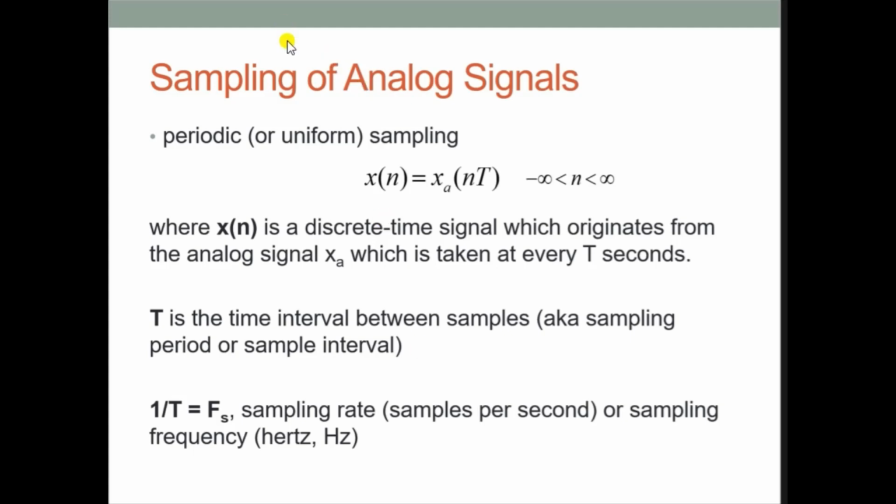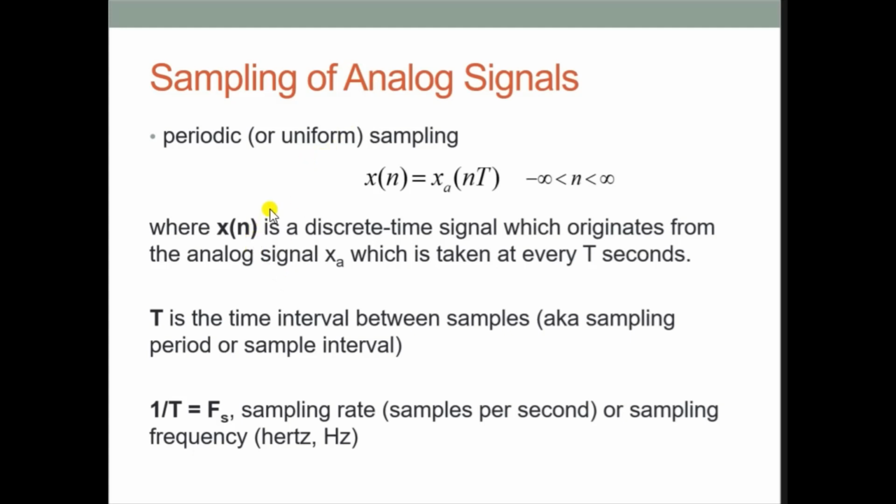We are going to go into a new topic called sampling. Actually, we've looked at sampling in our earlier lectures where it is used in a sampler. Okay, so sampling is basically converting analog signals into discrete time signals or digital signals.